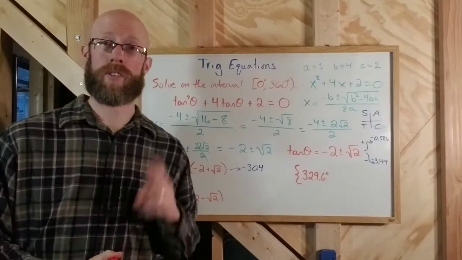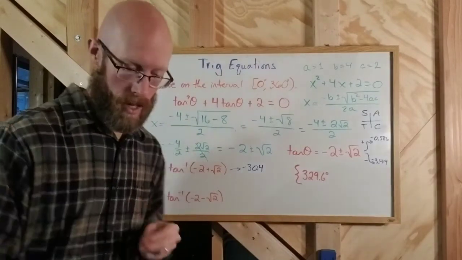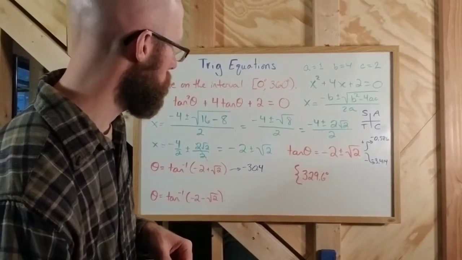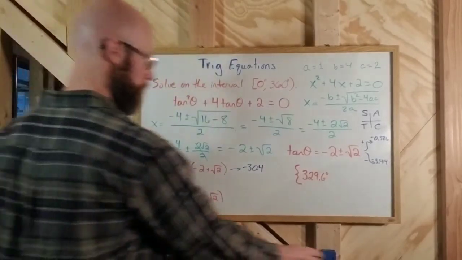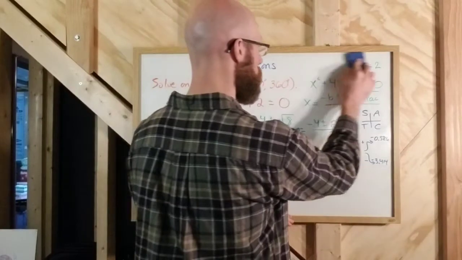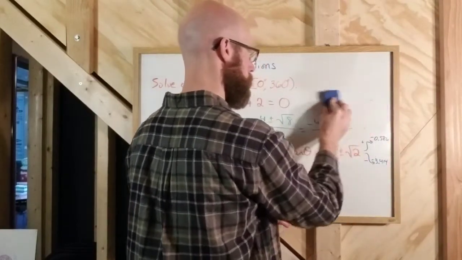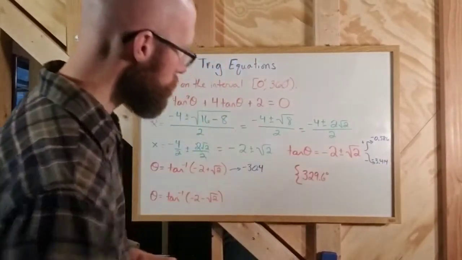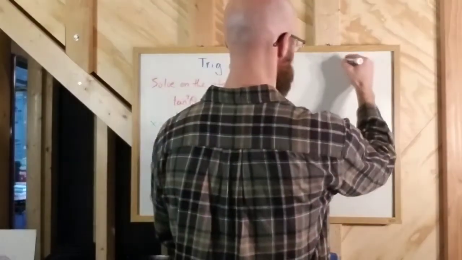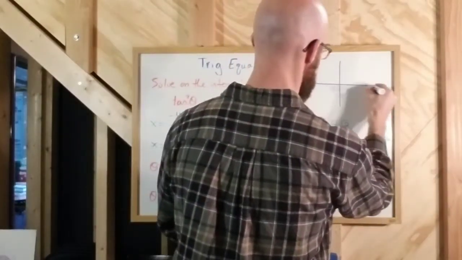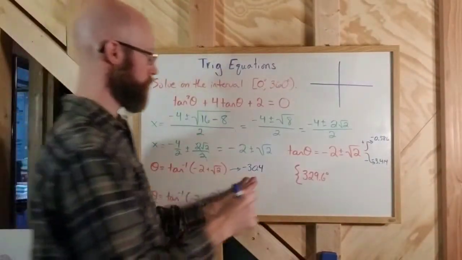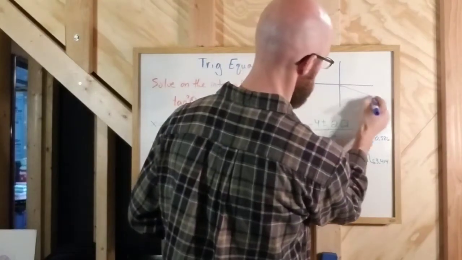I also need a second quadrant angle. Let me draw this out so it can be a little more clearly explained how these quadrants work out. So this angle is going to be the negative 30.4.